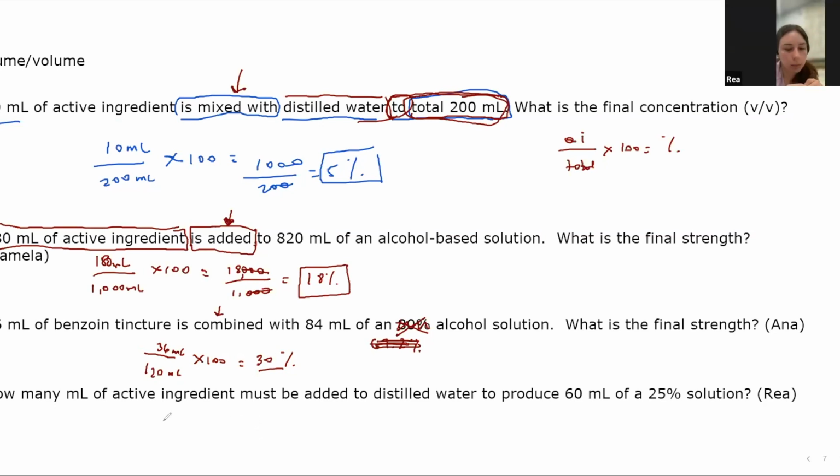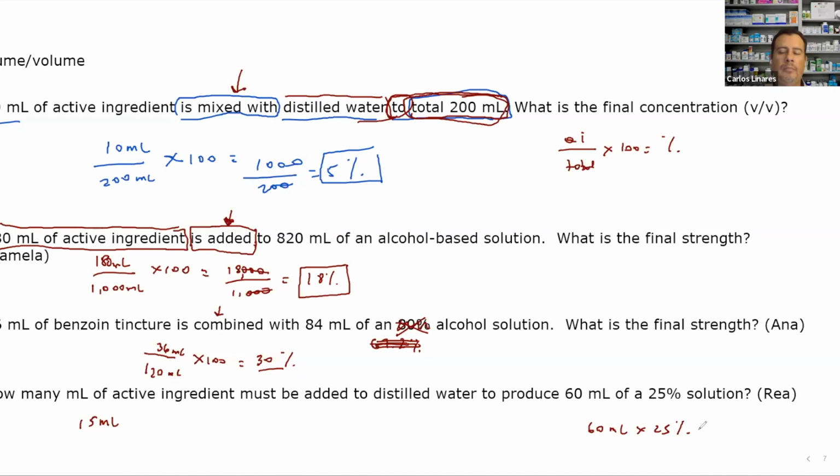Okay, that's it. What about Rhea? I got 15 milliliters. What did you do? I multiplied the percentage and the total amount. Good. That's all you have to do, and that's going to give you 15 mLs. Good.